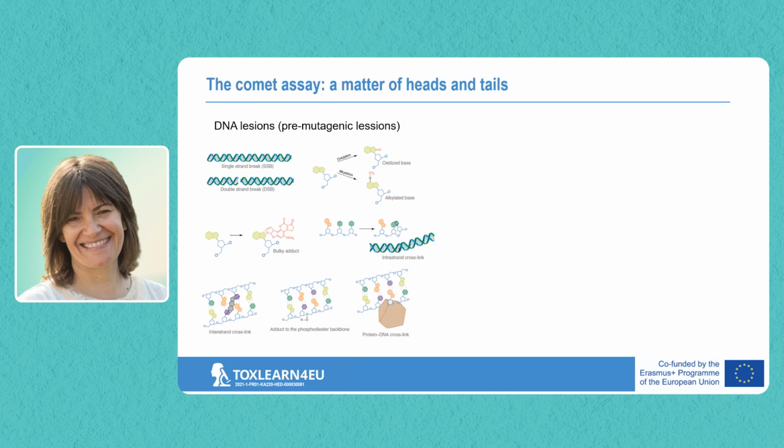We have compounds that can produce intra-strand crosslinks. We have compounds that can produce inter-strand crosslinks, so they can link the bases. We can also have some adducts in the backbone. We can even have proteins that link to the DNA. So we can have all of these lesions. But these lesions can be repaired. And then, if the repair is properly carried out, we will have a healthy cell again.